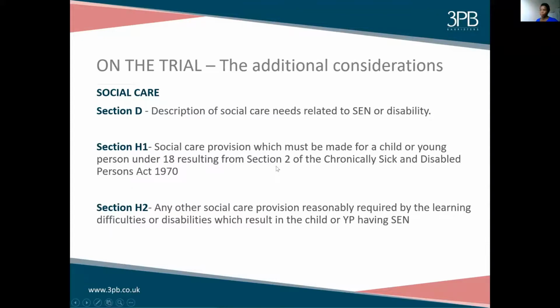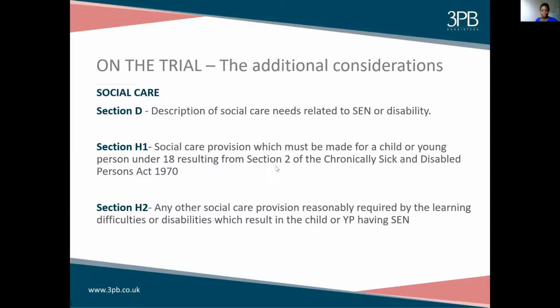If we move to social care, there the tribunal can look at section D of the plan. So that's the description of social care needs related to special educational needs or disability. And then we have sections H1 and H2. Section H1 is the social care provision which must be made for the child or young person under 18, resulting from the Chronically Sick and Disabled Persons Act.